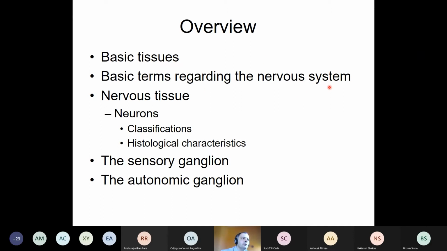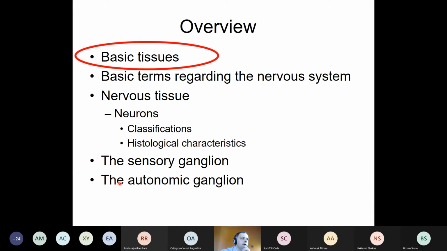So I will go through some basics of the basics regarding the nervous system, and then I will turn to the nervous tissue proper. I will focus on the neurons today. I will classify them and tell you their main histological characteristics. And I will mention the glial cells too. And at the very end of the lecture, I will introduce the sensory ganglion and the autonomic ganglion, which are two slides. Also in the practice, you will meet those.